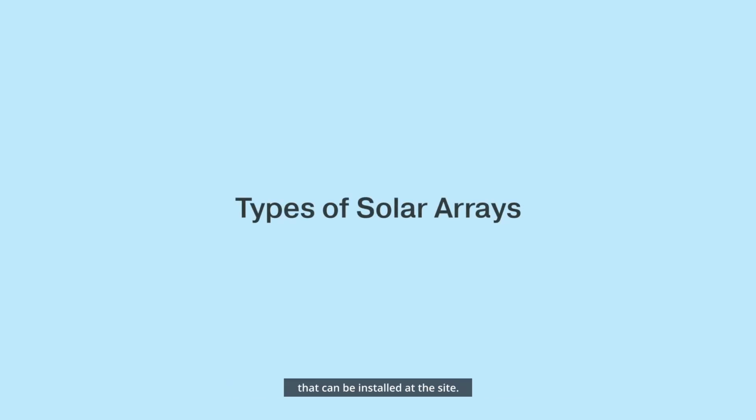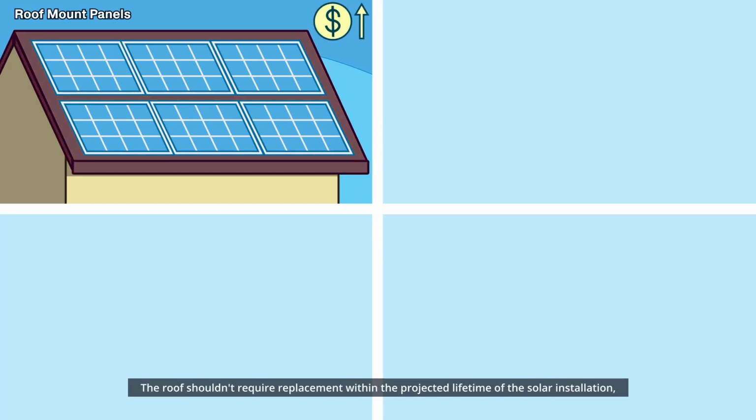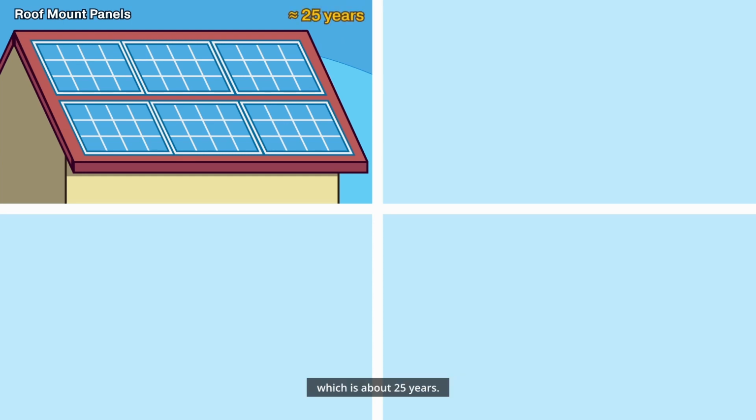When selecting a site for a community solar project, an important consideration is the type of solar array that can be installed at the site. Roof mount panels are installed on a building's roof. The condition of the roof is important. Poor roof conditions may add to the cost of the project. The roof shouldn't require replacement within the projected lifetime of the solar installation, which is about 25 years.